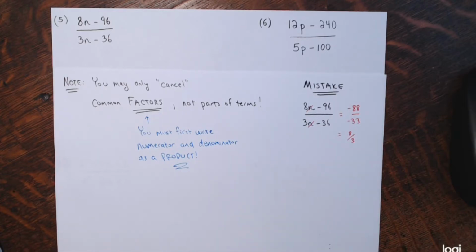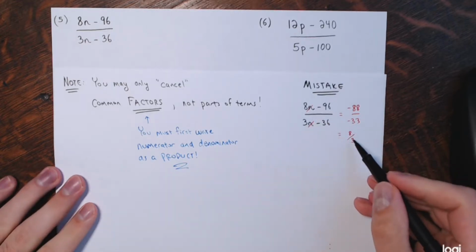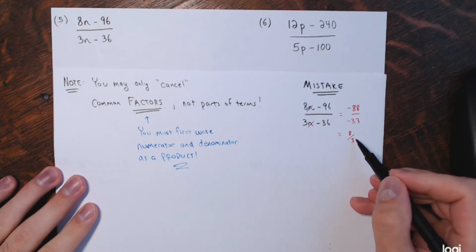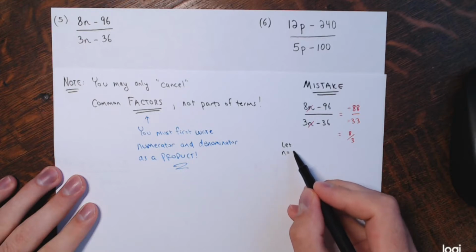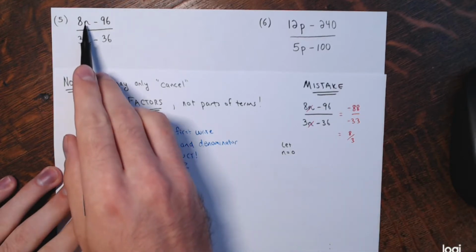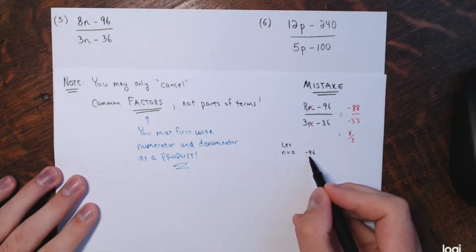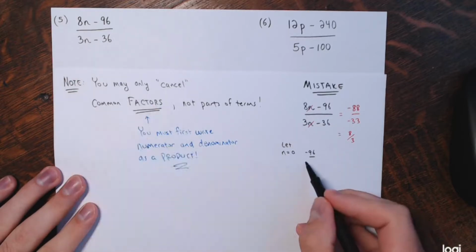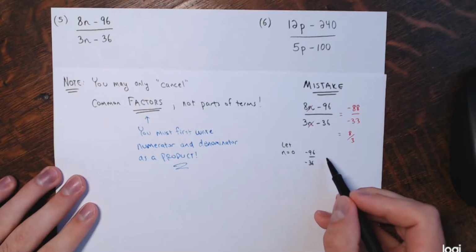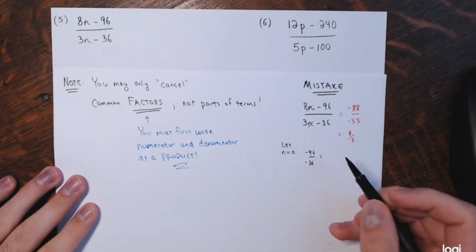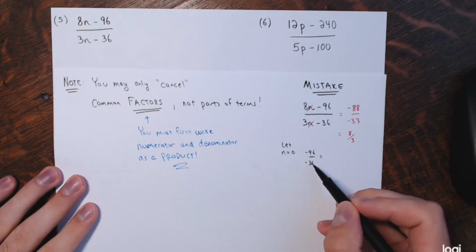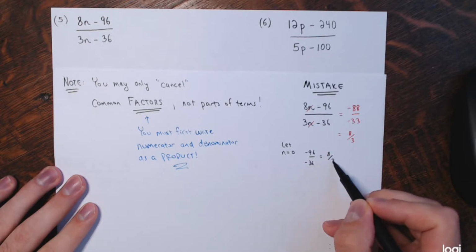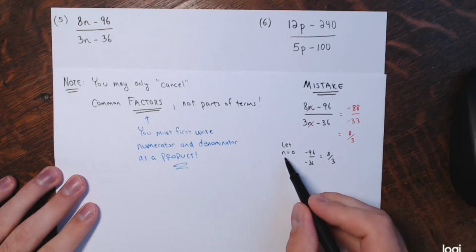Why is this wrong? Well, what you're saying here is that this fraction is always going to be 8/3. Well, if you just let n be 0 here, this numerator would be negative 96. This denominator would be negative 36. Let's see, this is 8 times 12. That's 3 times 12. This ends up being 8/3. So that's a bad example.